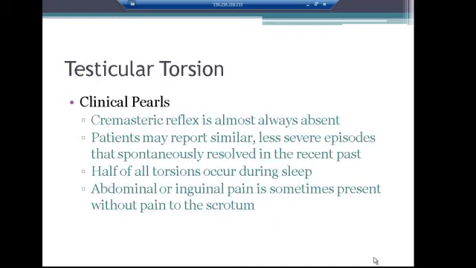Clinical pearls, things that kind of set it aside from other things. That cremasteric reflex is almost always absent. Patients may report similar, less severe episodes that spontaneously resolve. That's that intermittent torsion that we saw in the previous slide. Half of all torsions occur during sleep. That's an important piece of the puzzle. And abdominal or inguinal pain is sometimes present without pain in the scrotum itself.